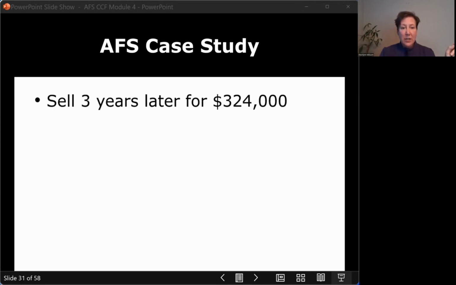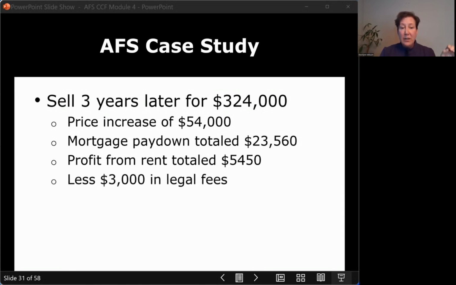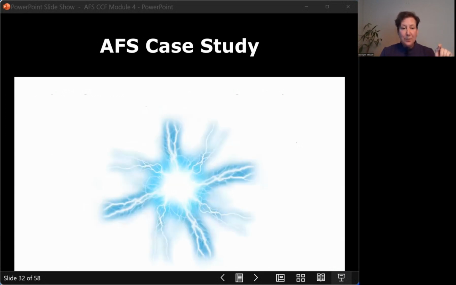Now, 3 years later, we sold for $324,000, which was a price increase up from what we paid for it of $54,000. So it was only a value increase of $24,000, but a price increase of $54,000. Our mortgage paydown during those 3 years totaled $23,560, and our profit from rent totaled $54,450, less $3,000 in legal fees for the purchase and sale, and that means we had a total net profit of $80,010. That's not too shabby.